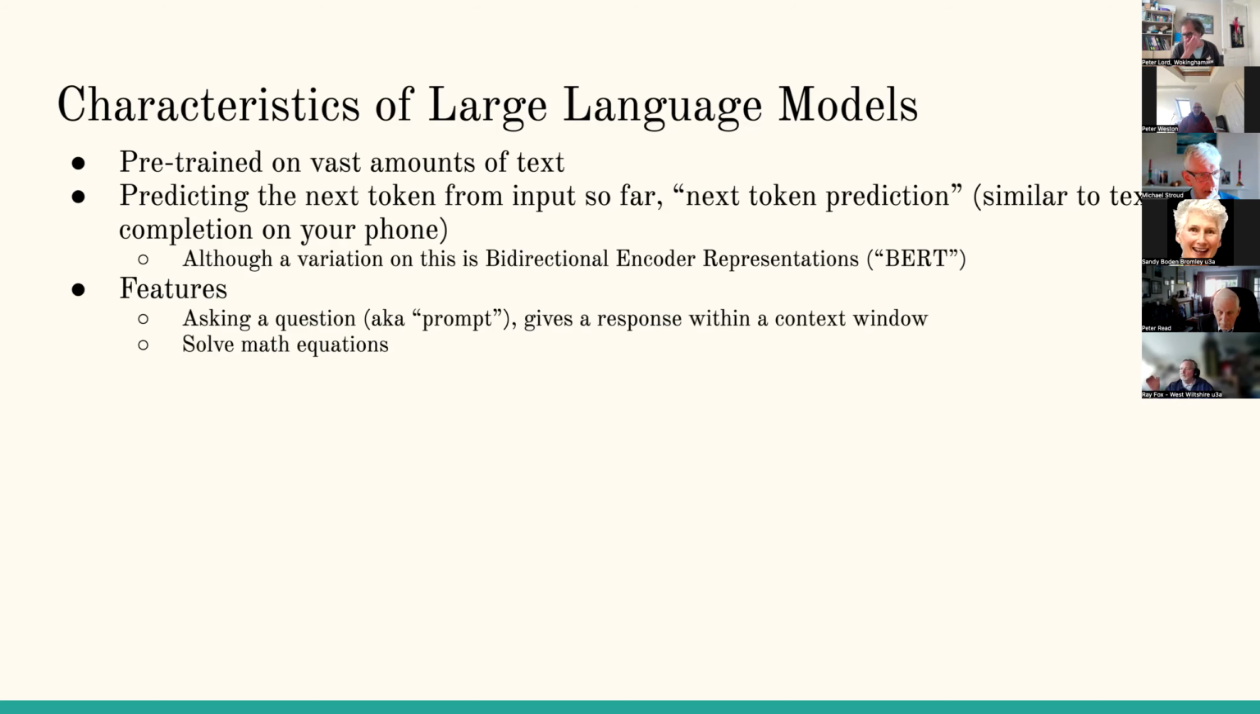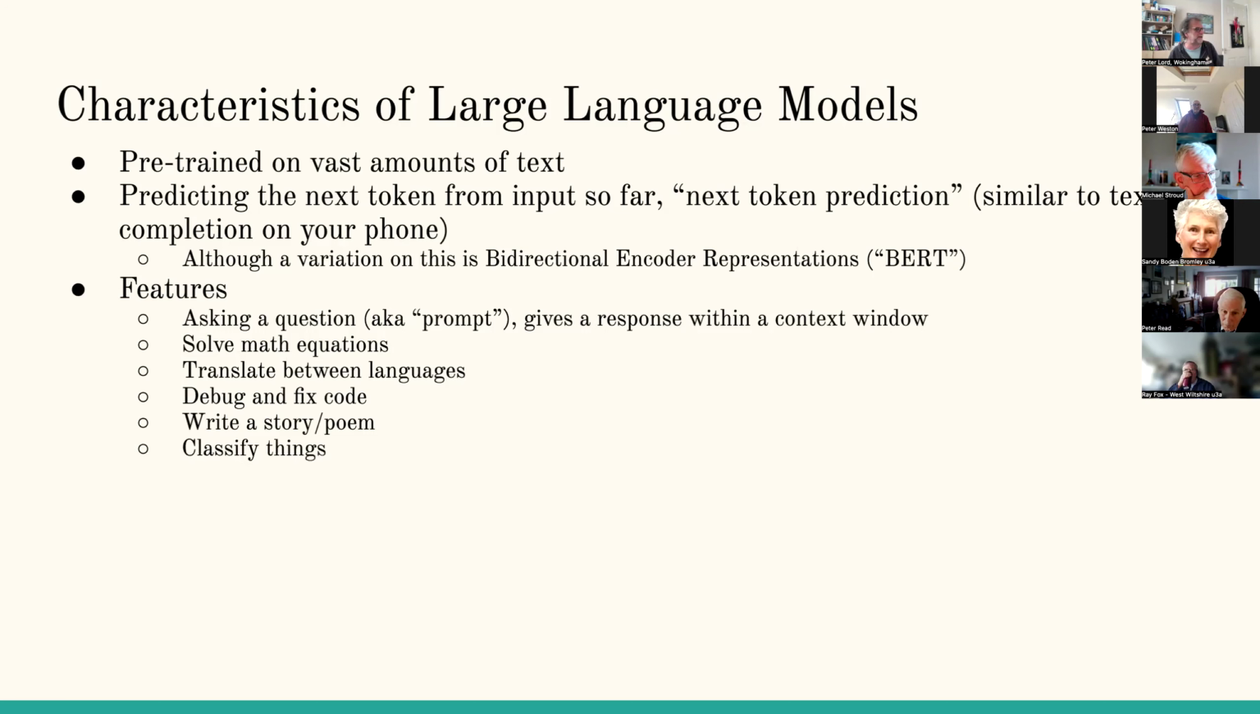These generative AI large language models can solve maths equations, translate between languages, which was, of course, the whole purpose that Google Brain invented them. They can debug and fix code, allegedly. They can write a story and a poem. We saw that in some of the examples. They can indeed classify things. They can do summaries and query text.